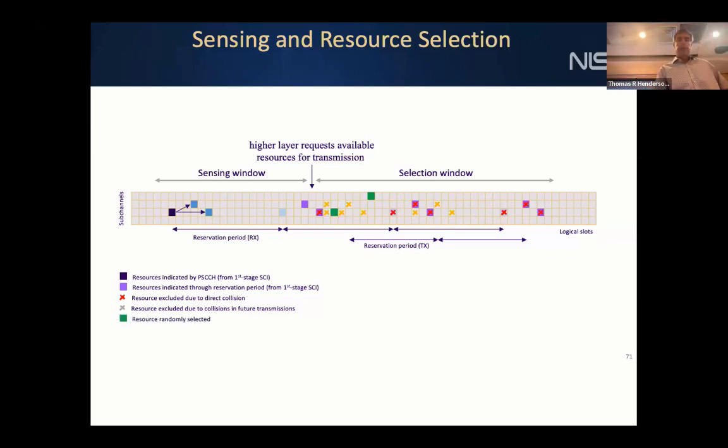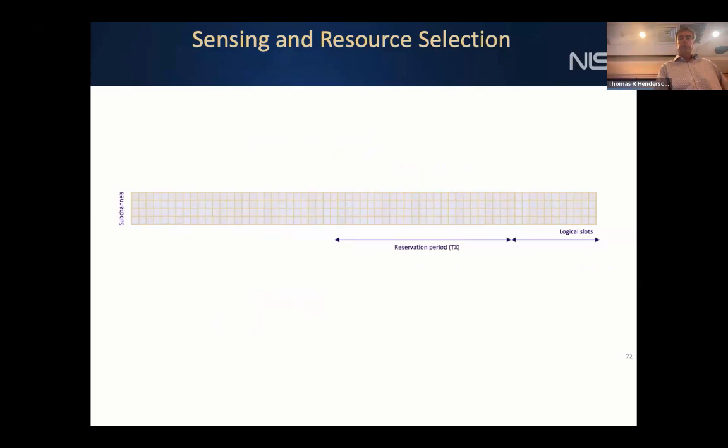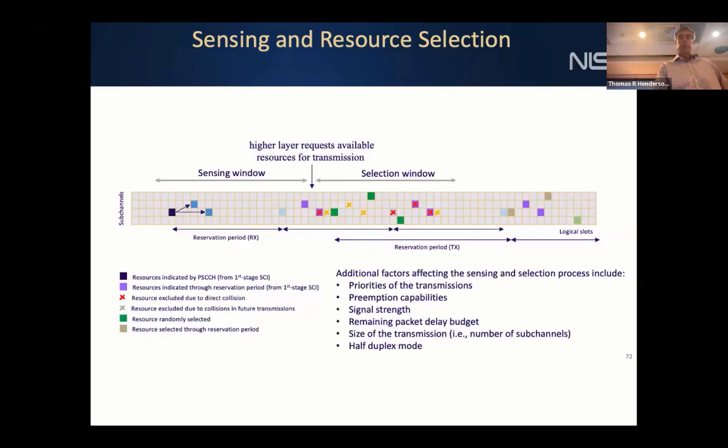And so it's going to basically randomly select here. These are the exclusions due to the sensing data, and then I have to pick from what's left. And the resources then are selected throughout this reservation period. And then I'll just skip this. This is a similar example.